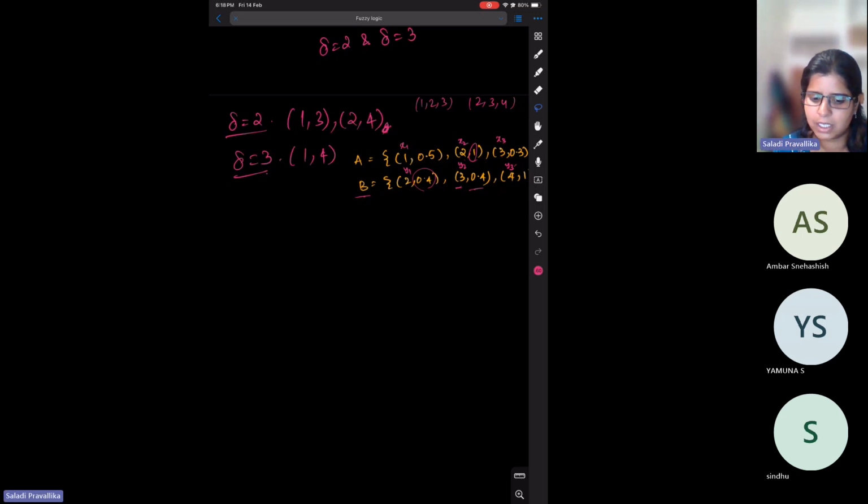I have put the set A and B here on the right side. These are set A and B.